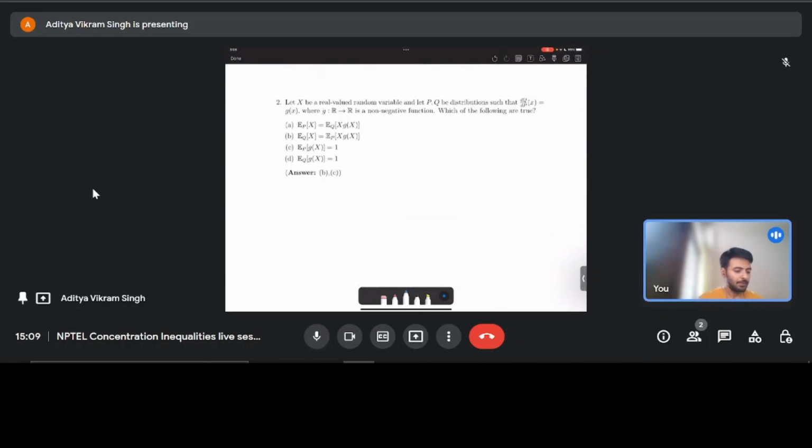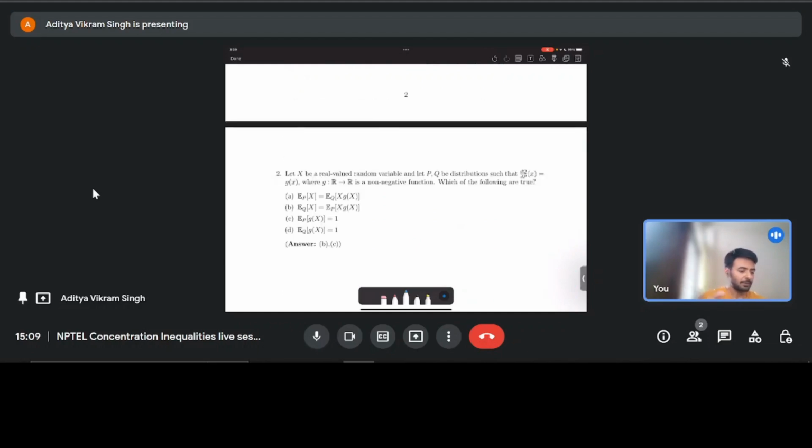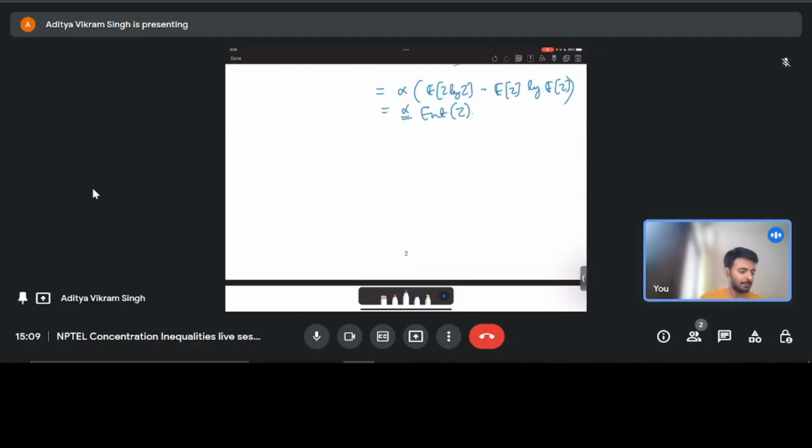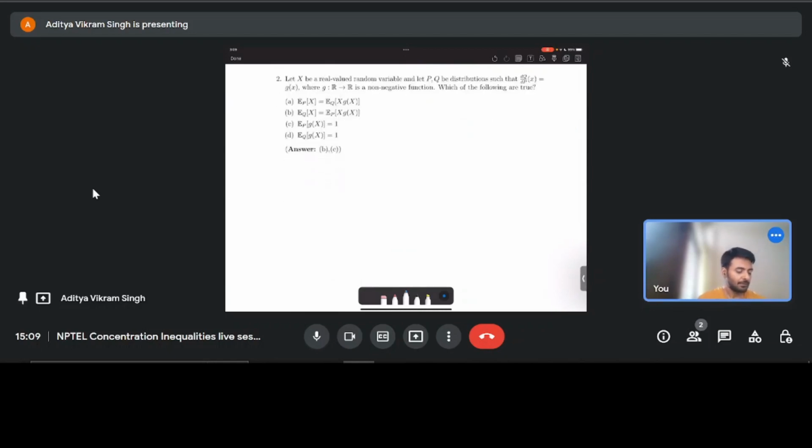So question number 2. I think these questions are not in the same order as on the portal, so just bear with me. So question number 2 here is, let X be a real valued random variable and let P, Q be distributions such that dQ by dP of x is g of x.